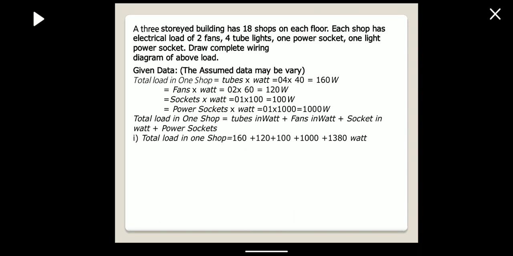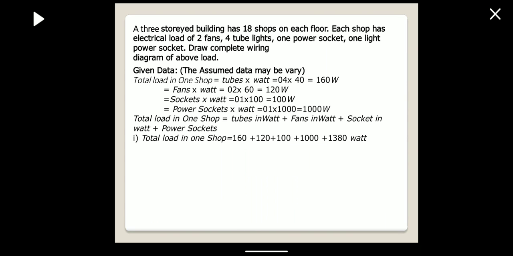First, calculate the total load. Total load in one shop: tube lights in watts. There are 4 tubes, each of 40 watts, which is equal to 160. This 40 watt is an assumption. Assume the data, which may vary as required. Then fans in wattage: there are 2 fans in one room, at 60 watts each, which is equal to 120 watts.